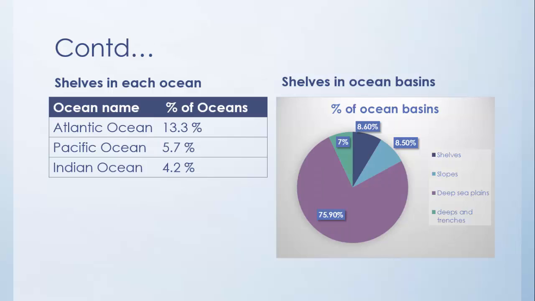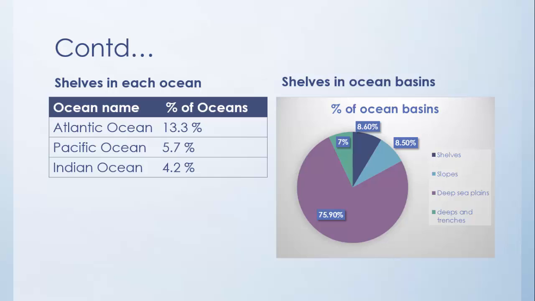The next is about the shelves in each ocean. The Atlantic Ocean constitutes about 13.3% of the continental shelves, because too many rivers are draining their water into the Atlantic Ocean, and also because of the mid-Atlantic ridge present between Africa and South America, the continental shelves are wider and extensive.